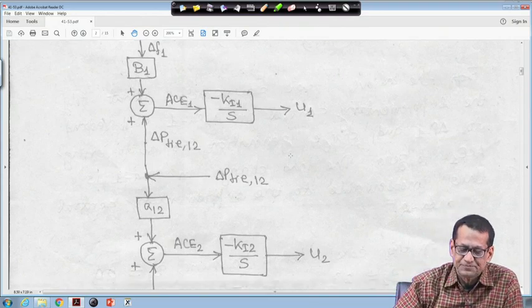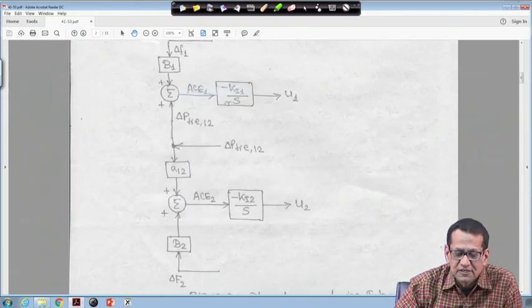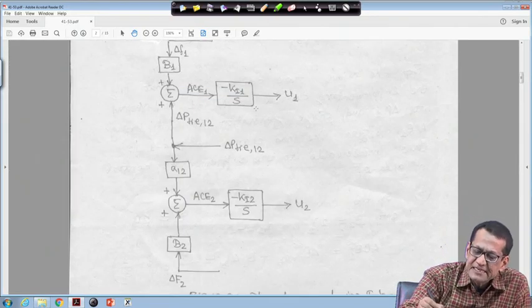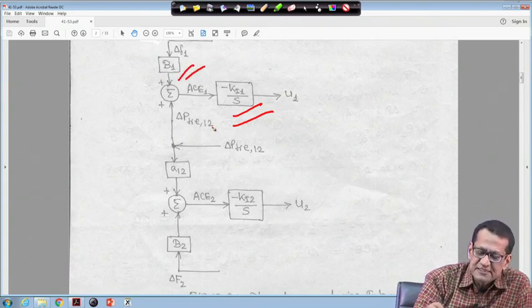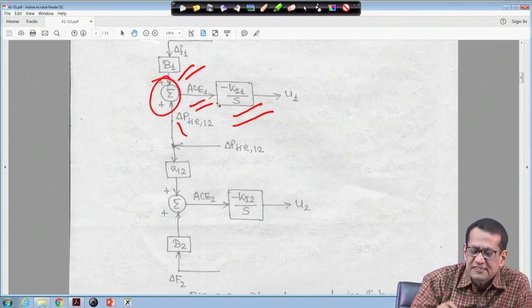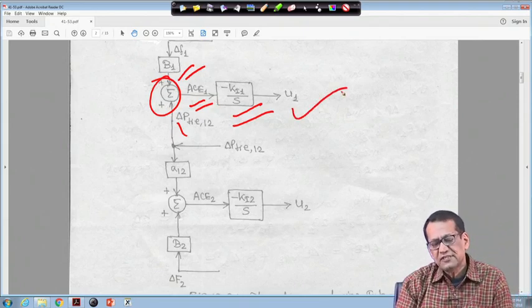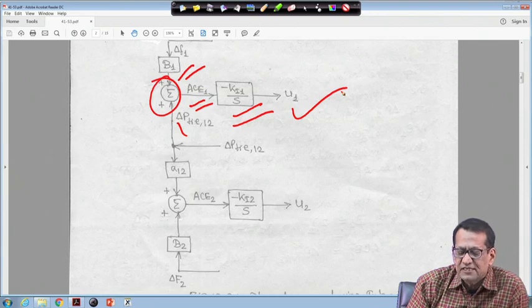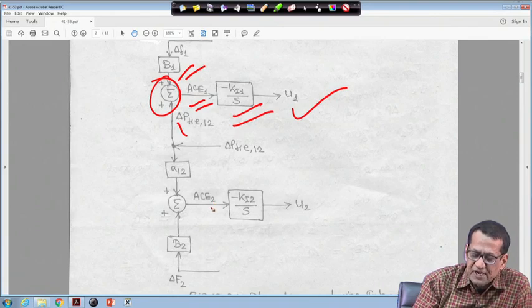So in the second case, this is minus Ki integral controller. This is B1 delta F1, and this is the structure of the integral controller, and delta Ptie 1-2 is coming, these two are added, and this is the area control error 1 and this is output U1, right. That I told you initially, U1 is equal to minus Ki1 integral of ACE1 dt. Similarly for this one also, U2 is equal to minus Ki2 integral of ACE2 dt.